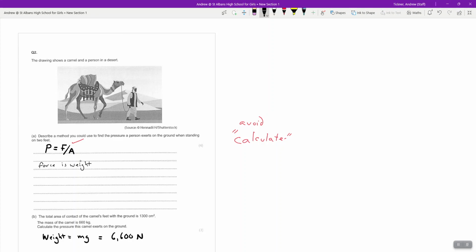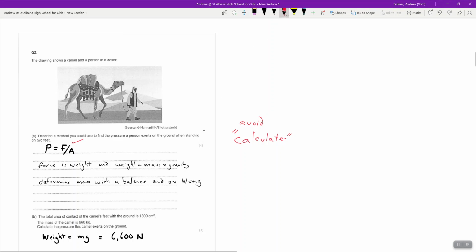Okay, so I know that weight is found with mass times gravity. Okay, or mg, gravitational field strength. I should probably write properly. So therefore, I need to get this person's mass. So I'm going to determine mass with a balance and then use W equals mg.